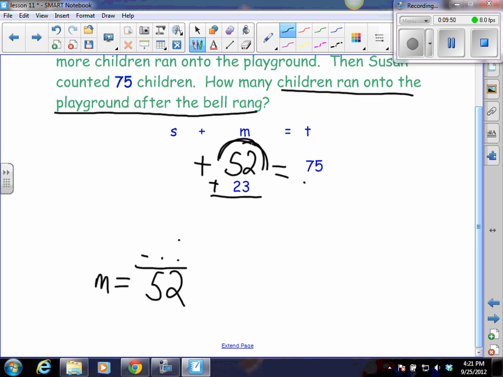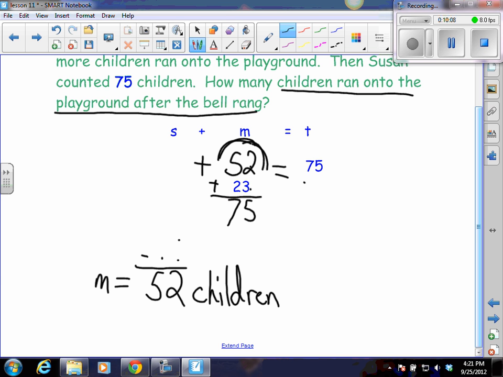we're going to add these two numbers together. 2 plus 3 equals 5. 5 plus 2 equals 7. And of course, with any answer, we want to make sure that we add our label back in. The problem states children, and so our label will be children.